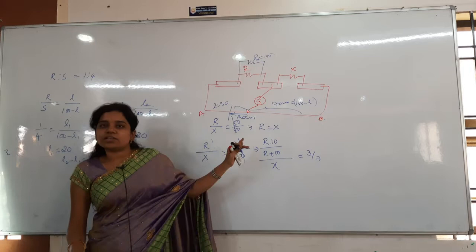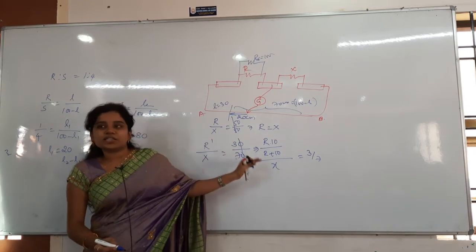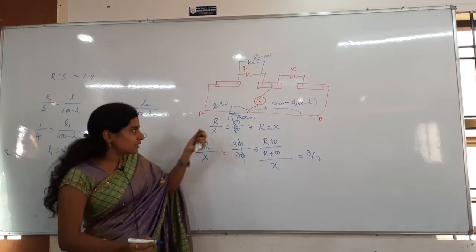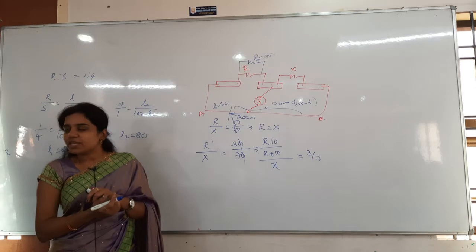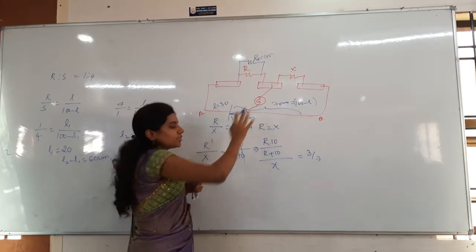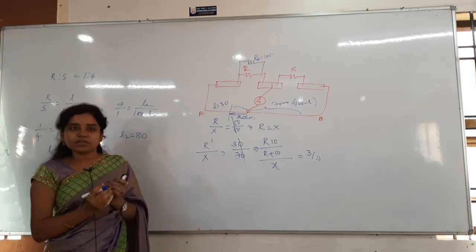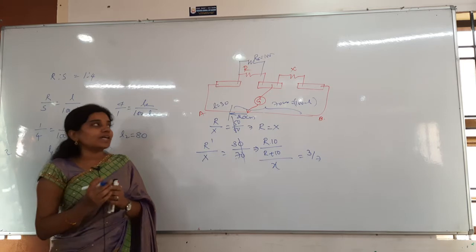Before connecting the shunt resistance, exactly the midpoint is the balancing point. After connecting the shunt resistance, the balancing point is shifted by 20 centimeters towards the left side. Then the balancing length is 30, and 100 minus L is how much? Obviously 70 only. Now the resistance has changed. How much has it changed? Nothing but R dash.